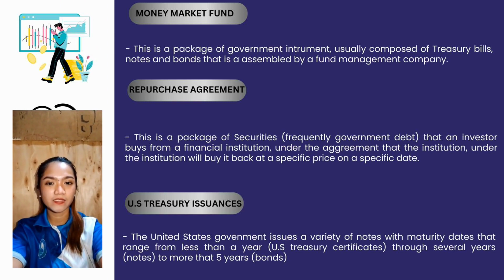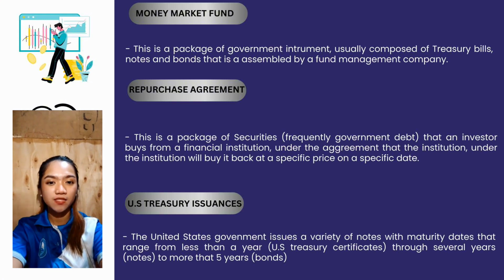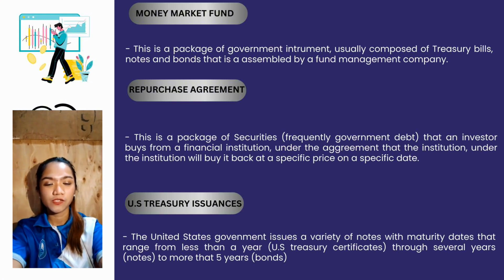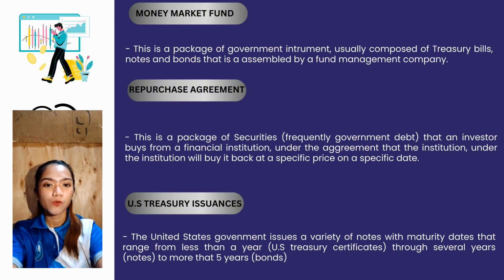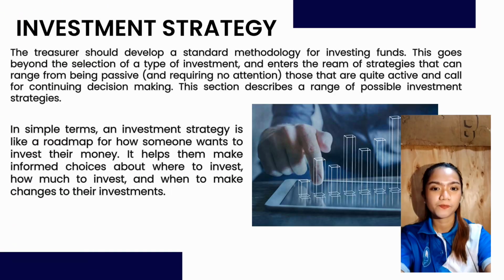Next, the United States government issues a variety of notes with maturity dates that range from less than a year, U.S. Treasury certificates, to several years notes, to more than 5 years bonds.